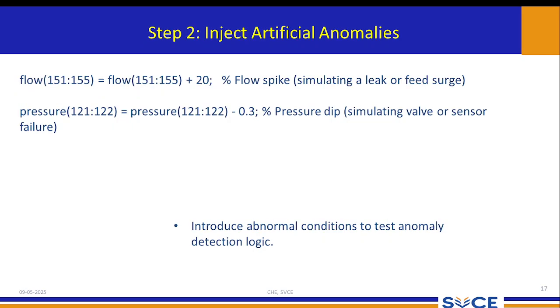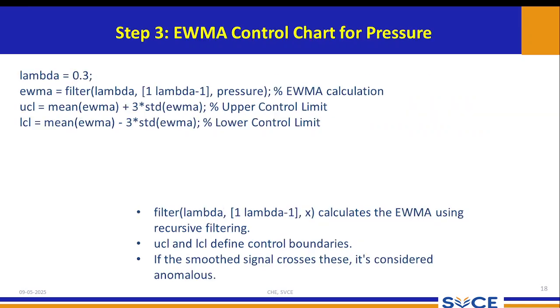The second step is to inject artificial anomalies. Let's say the flow spike simulates a leak or feed surge, so plus 20. For pressure, it is a 0.3 dip, a pressure dip, simulating a valve or sensor failure. So we introduce abnormal conditions to test the anomaly detection logic. The second step is injecting artificial anomalies, the deviation injected artificially.